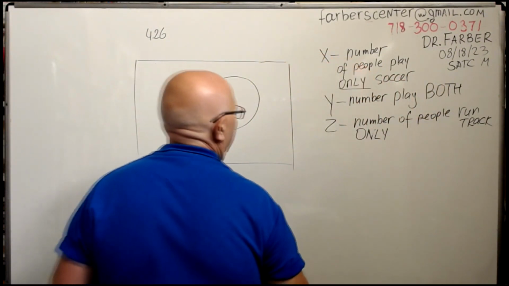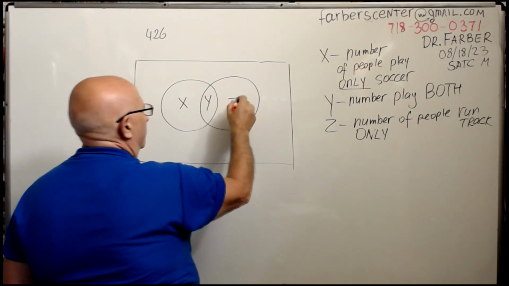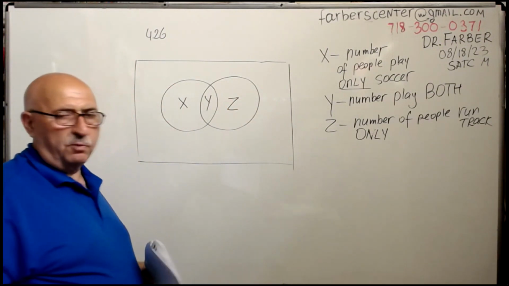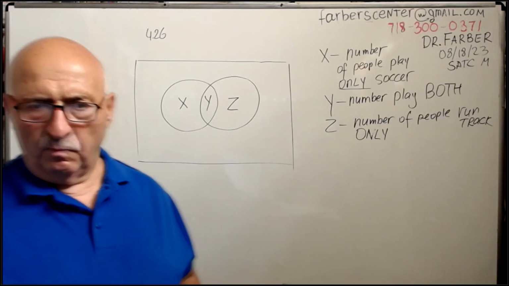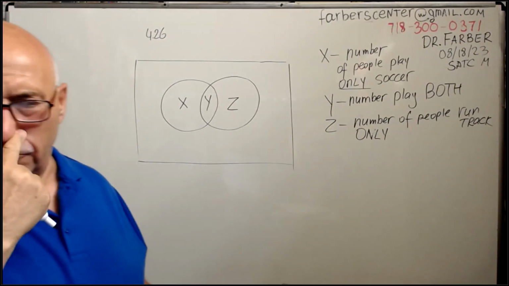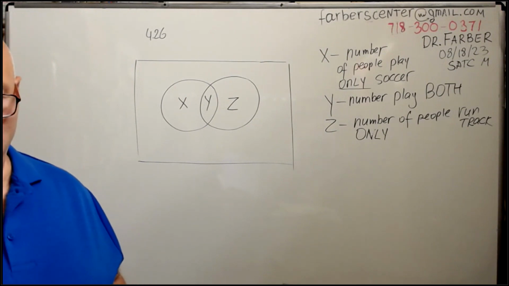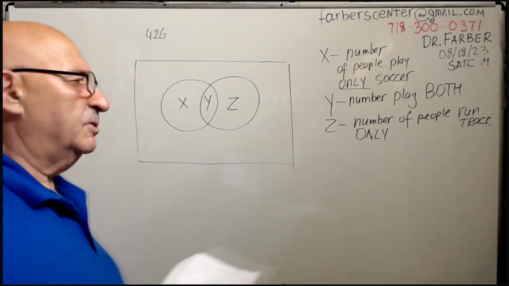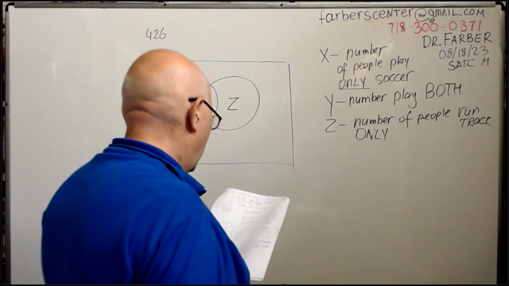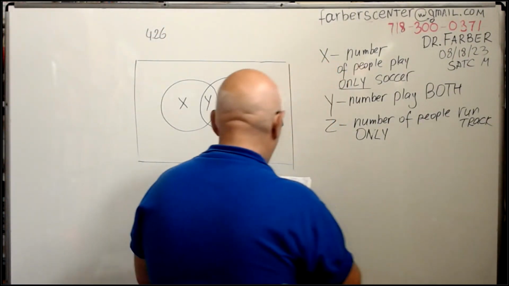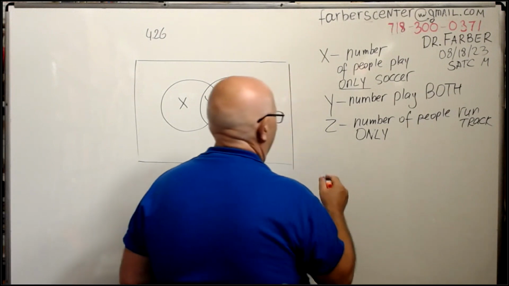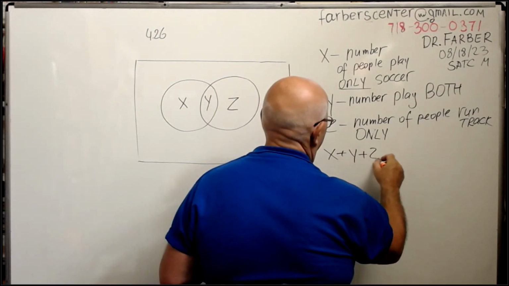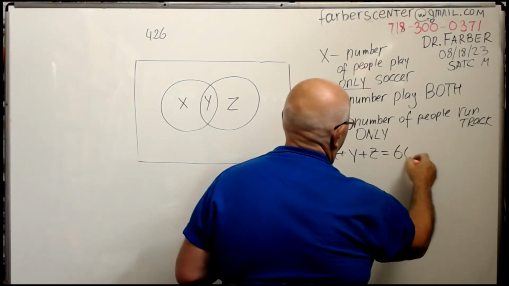And this is Z. Any question up to this point? We never use this approach for Venn diagram because in 4th, 5th grade we use numbers and they don't have numbers, so better to use this way. And what we know? They said, first of all, X plus Y plus Z equals 60 people.